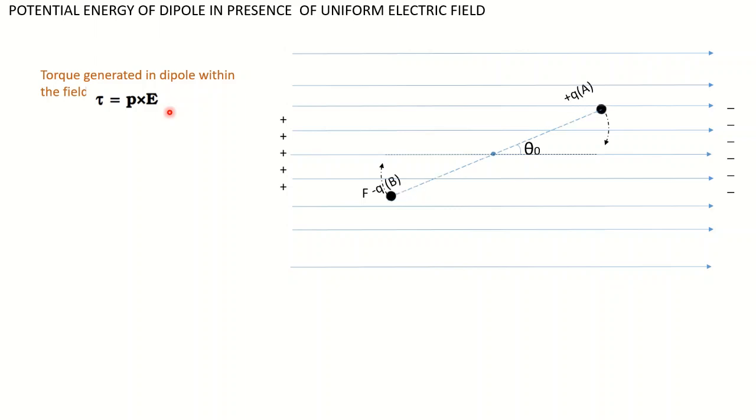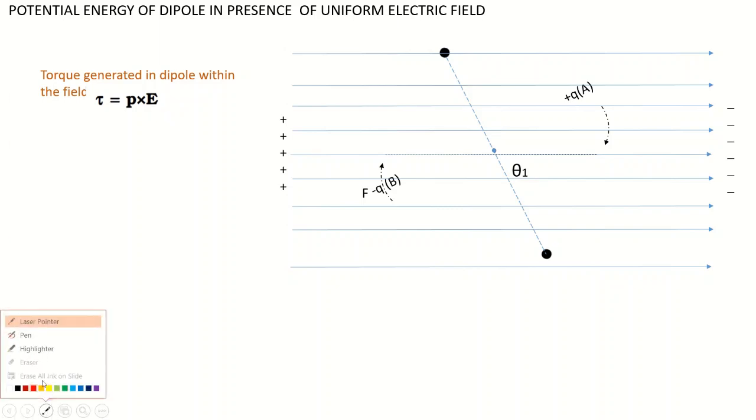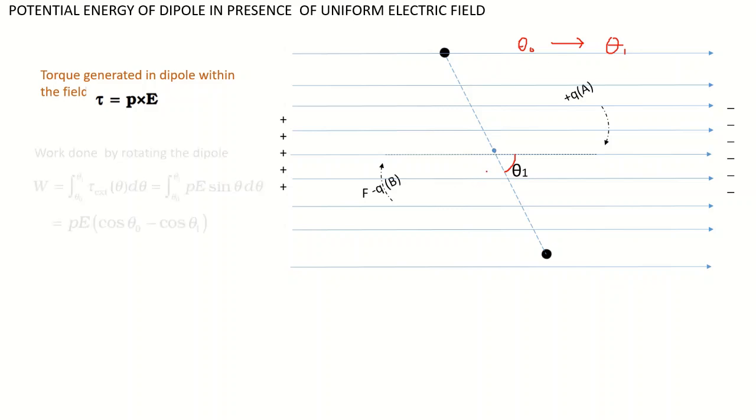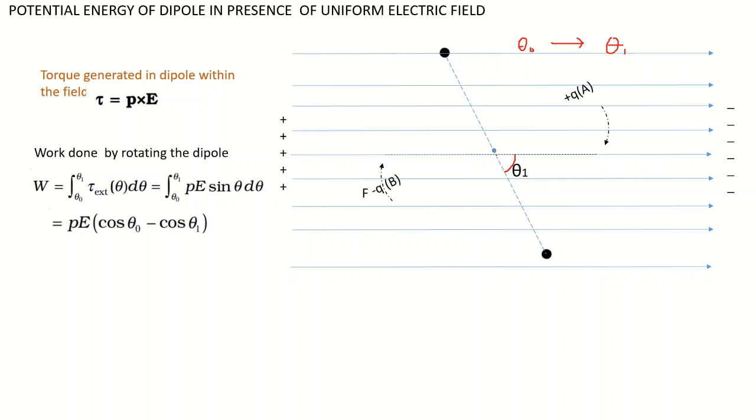Let us see, the dipole rotates, and due to its rotation, its angle changes from theta 0 to theta 1. Initially, it was at an angle theta 0, so the initial angle was theta 0. Now the final angle changes to theta 1. But we should always keep in mind, while placing the values, in which quadrant the angle is measured. Now let's see how the work done is obtained.